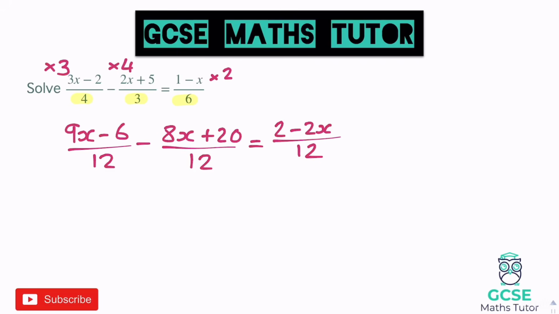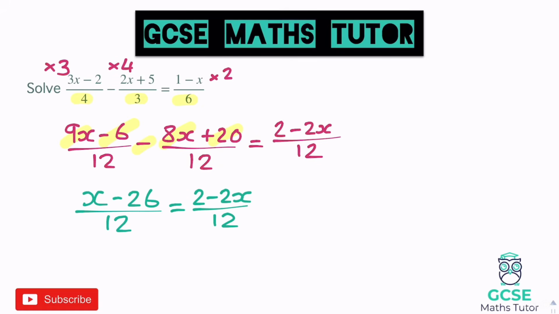Okay, there we go. So if we now go about combining what's on the left there, so if we just combine these numerators now, we've got a 9x take away x, which leaves us with 1x. And we've also got negative 6, and we're taking away 20, so just be careful with that. So negative 6 take away 20 is negative 26. That's all over 12, and that equals 2 minus 2x all over 12.